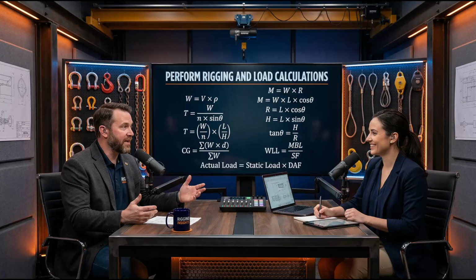So true. So the very first step in any rigging operation, long before a crane operator even thinks about turning the ignition, is knowing exactly what you're dealing with. You have to know the weight. Right. You cannot lift an unknown variable. You have to determine the true weight of the load. And the fundamental equation staring at us from these engineering notes seems elegantly simple at first glance. It basically states that weight equals volume multiplied by density.